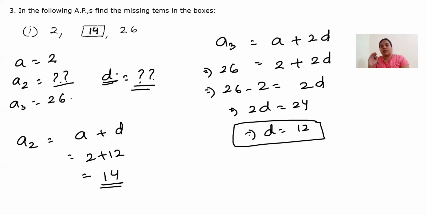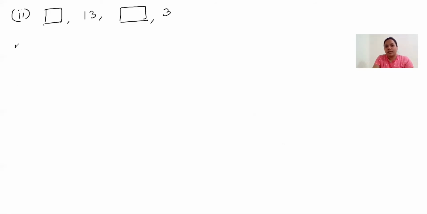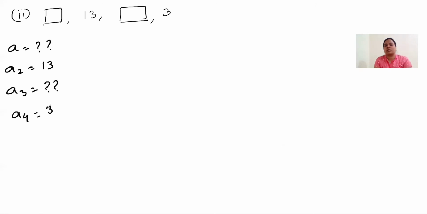Clear? So to find any number, we need A, we need N, and we need D. Whatever is missing, we have to check how we can find that. Second one, A is missing. A2 is 13, A3 is again missing, and A4 is 3. So in this case, we don't have A, we don't have D. So what will we do? We have to find both.